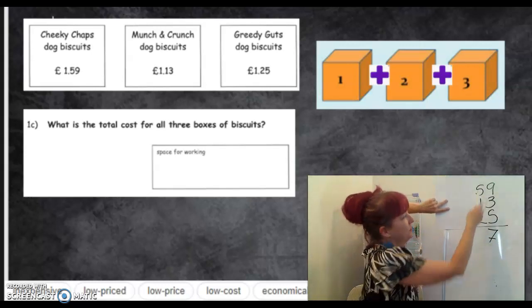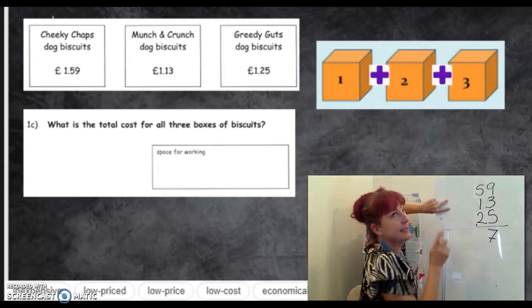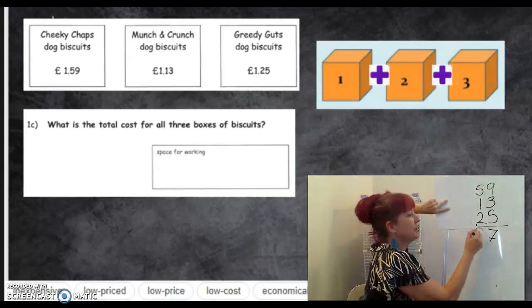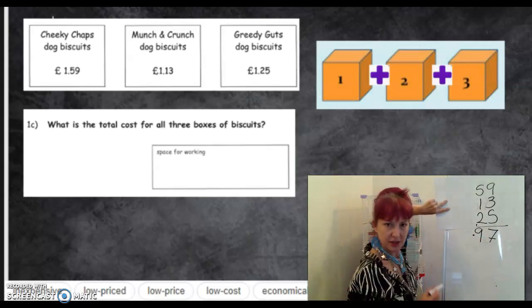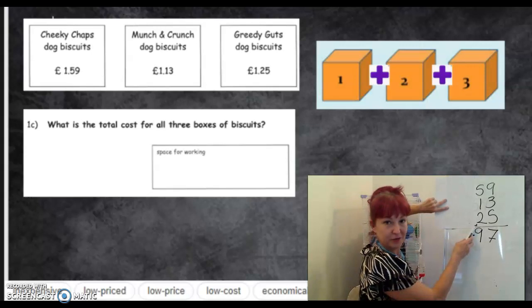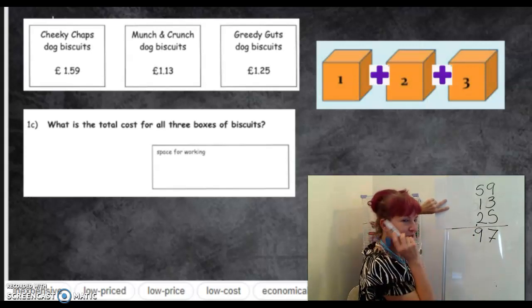I'm going to start from the top again. 5 plus 1 is 6. Plus my 2 gives me 8. Plus my 1 gives me 9. That's strange. I did something then that I don't normally do. Normally, I start with my little carryover so that I don't forget it.